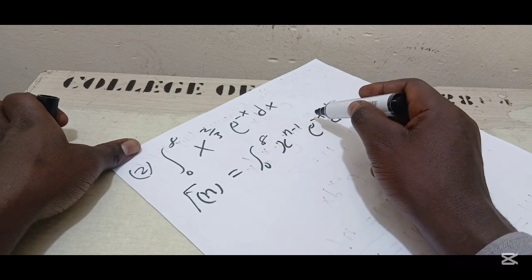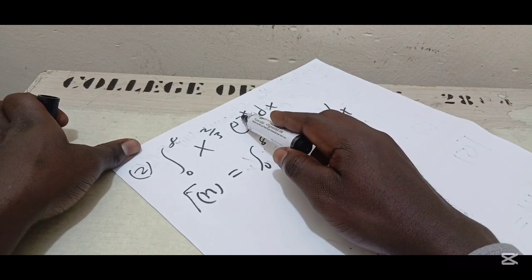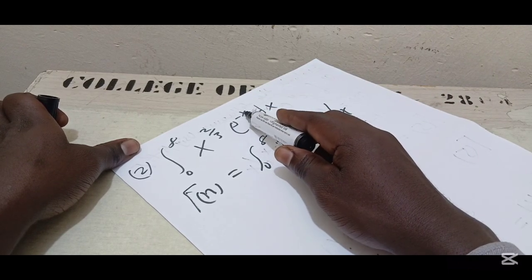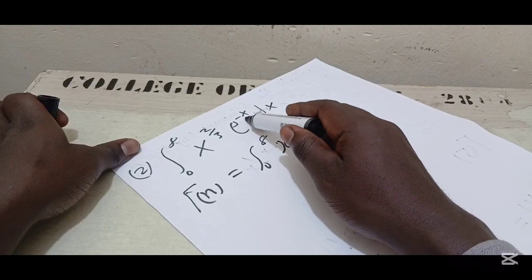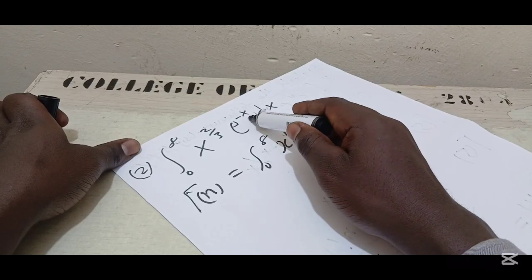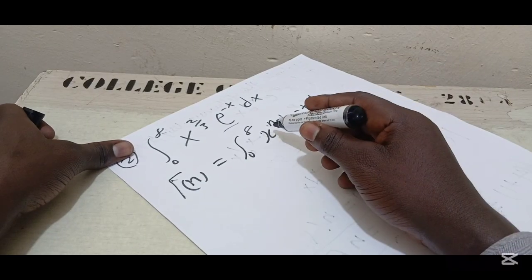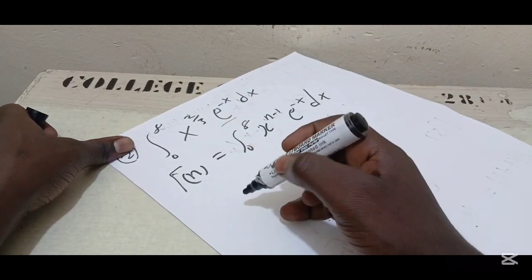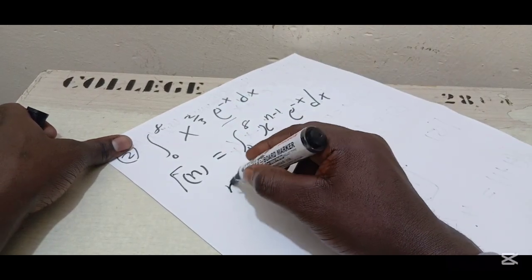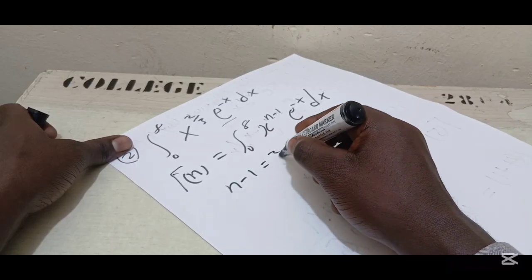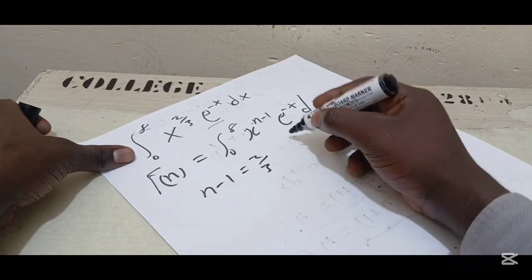The problem will come in when you have something which is not minus x, or something which is not of this form. So we know that n minus 1 should give us 2 on 3, just like that. Then we solve for our n.